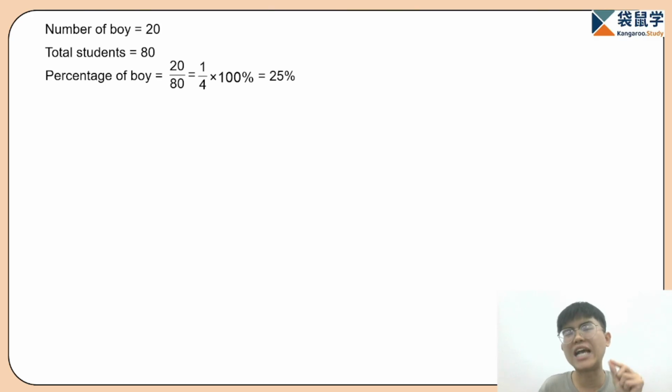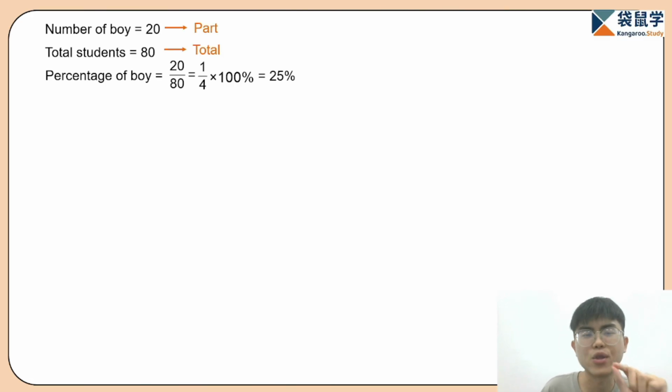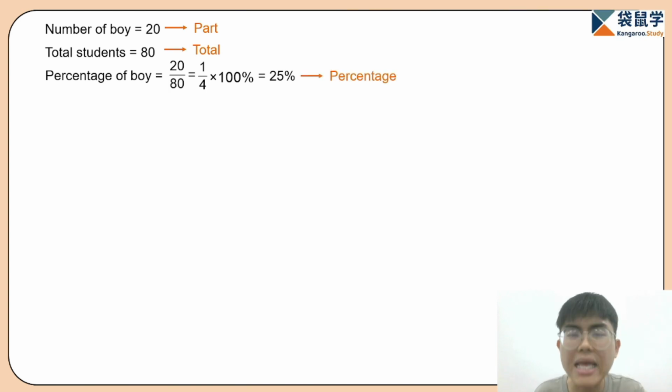The number of boys actually has a name here. Since it's a portion from the whole student body, we call it a part. And the total student is simply the total. When we have part and total, we can find a percentage.